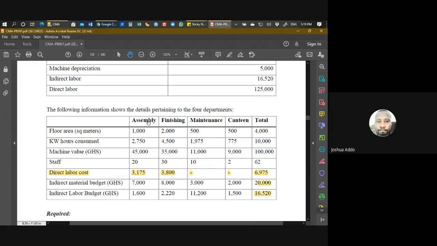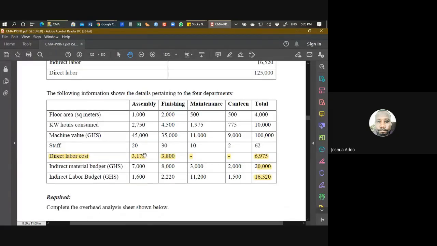We are dealing with assembly. You take 45,000 out of the total 100,000, so that will be 45,000 divided by 100,000 multiplied by the cost of 5,000 that we are sharing. But what I'm showing is straightforward. We are sharing this cost over the basis, which gives you the apportionment rate per unit of the basis, which stays the same, and then you multiply it by each of the values that each department is having.